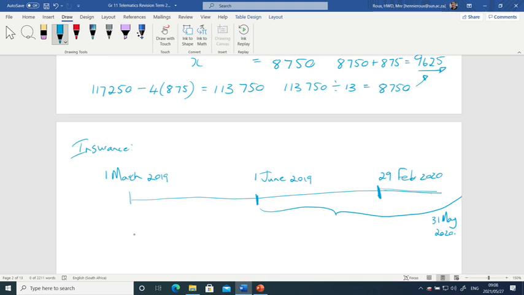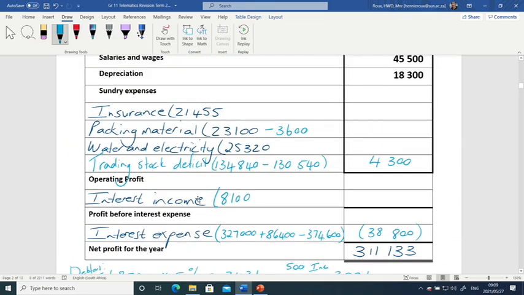The amount that we've paid was 5,820 up to February, but we also paid for March, April, May. So we paid for 3 months in advance, and we know in advance must be subtracted. We paid for the next financial year, so the insurance that we've paid of that 1,455 was for the next year. Therefore, we know insurance is only 20,000.